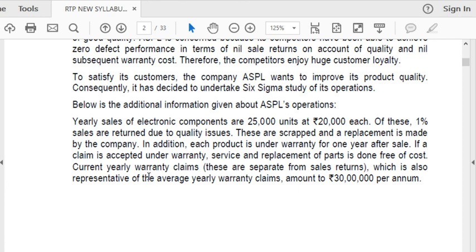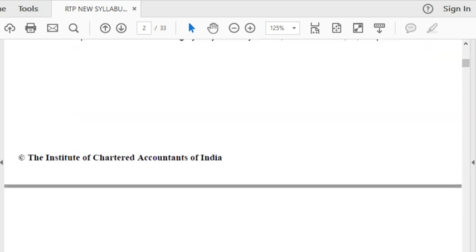So that's obvious. Current yearly warranty claims, which are separate from sales returns and representative of the average, amount to 30 lakhs per annum, right? So what else?